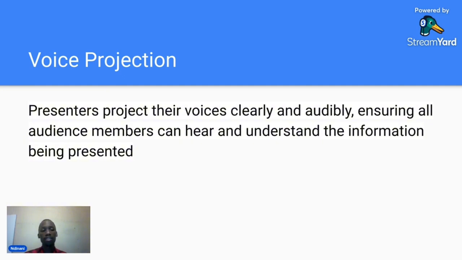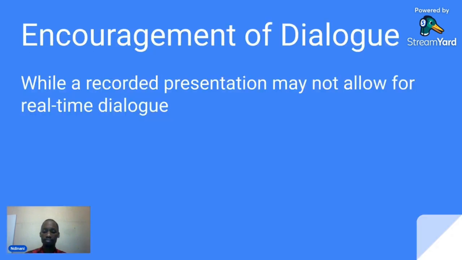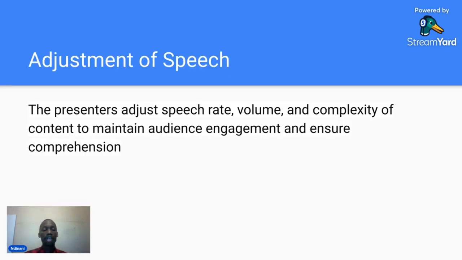Voice projection. Presenter projects their voice clearly and audibly, ensuring all audience members can hear and understand the information being presented. Encouragement of dialogue. Because this is a recorded presentation, there is no real-time dialogue. Adjustments of speech. The presenter adjusts speech rate, volume, and complexity of context to maintain audience engagement and to ensure comprehension.